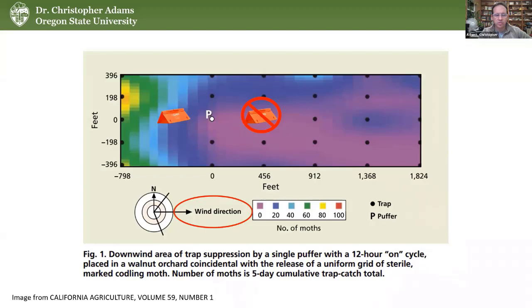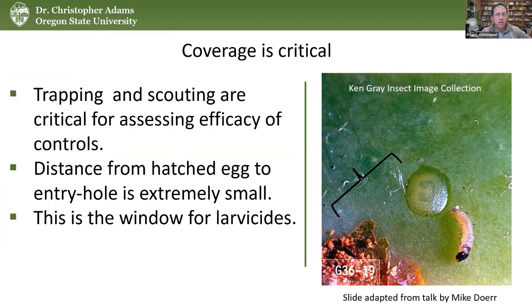Traps can measure the impact of spray programs. Trapping and scouting are critical for assessing efficacy of controls. You can see here in this picture that the distance from where the egg hatched to the entry hole can be extremely small. This distance is the window for larvicides to be effective. So even if you do everything perfectly, there's still a chance that you can get injury.